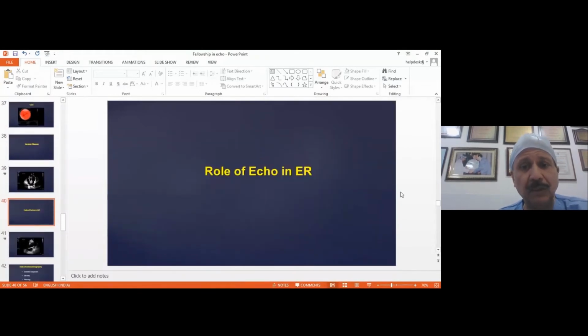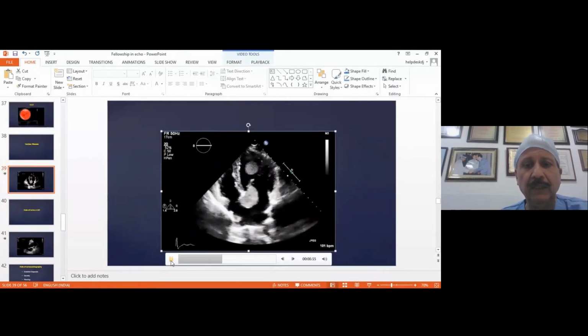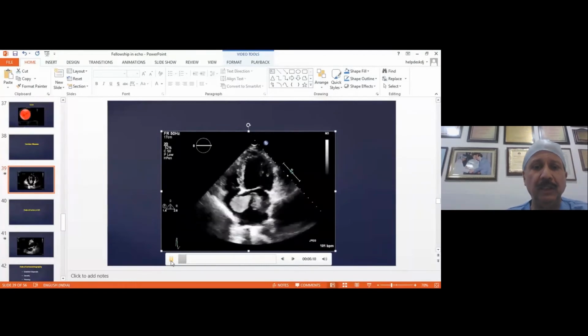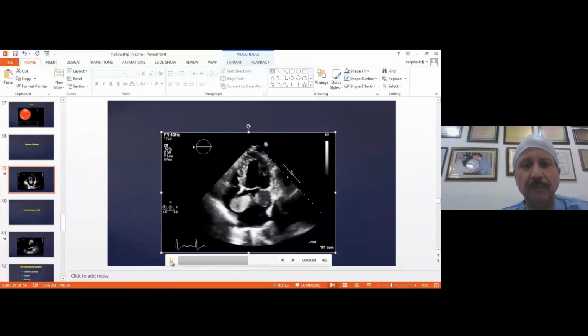Cardiac masses, you can diagnose very clearly, masses in the heart. See how clearly you can see here. Good LV function and a mass going up and down.